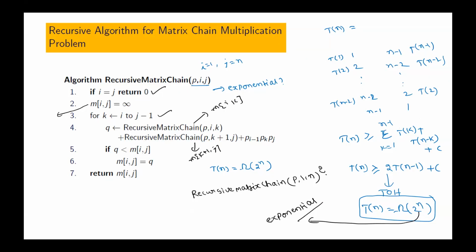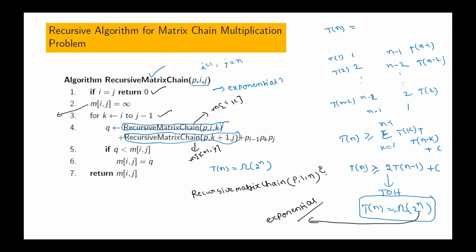Now, if we know the solutions of the immediate subproblems, for example, if we know the answer to this and the answer to this, what is the time we require to get the answer for this problem? If we know the immediate answers for P(i,k) and P(k+1,j), how much time is required to get the answer for P(i,j)?